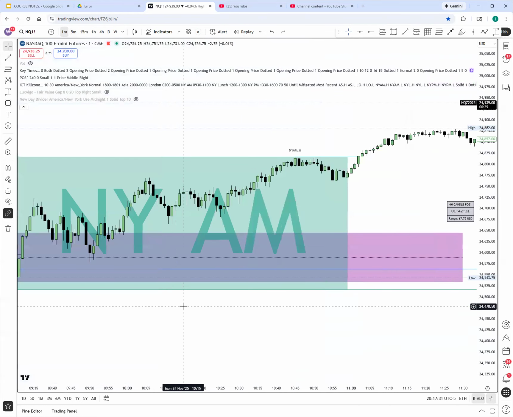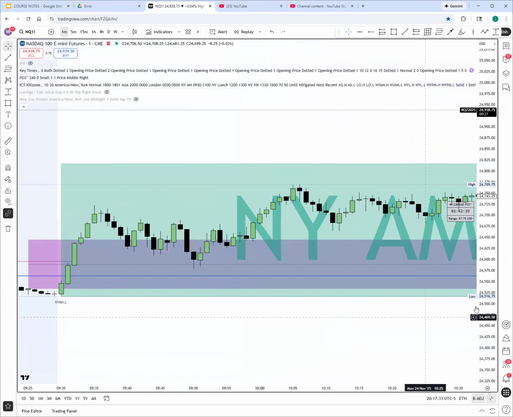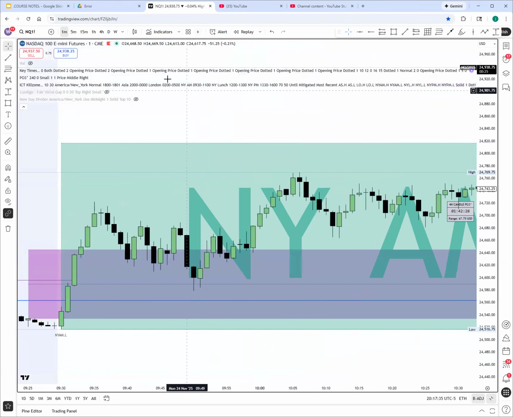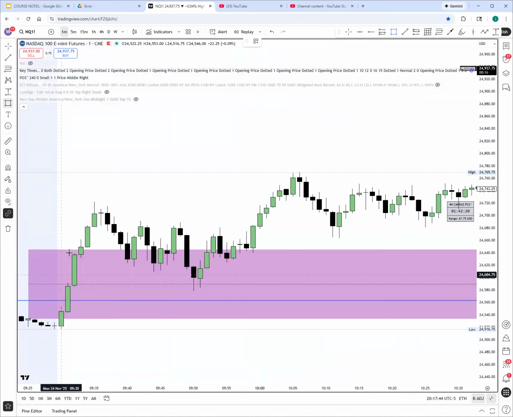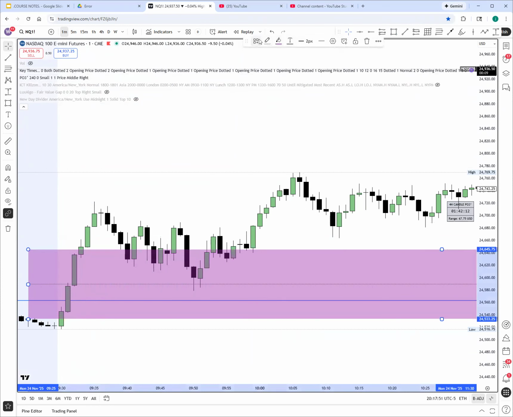And while we're on this 1 minute, it's just like the setup I showed before. I want to look for an inversion setup inside of that 5 minute gap. This purple box, and we can take this off again so we don't get confused. This purple box is a 5 minute inversion setup. Let's do this so we can make sure we understand it.